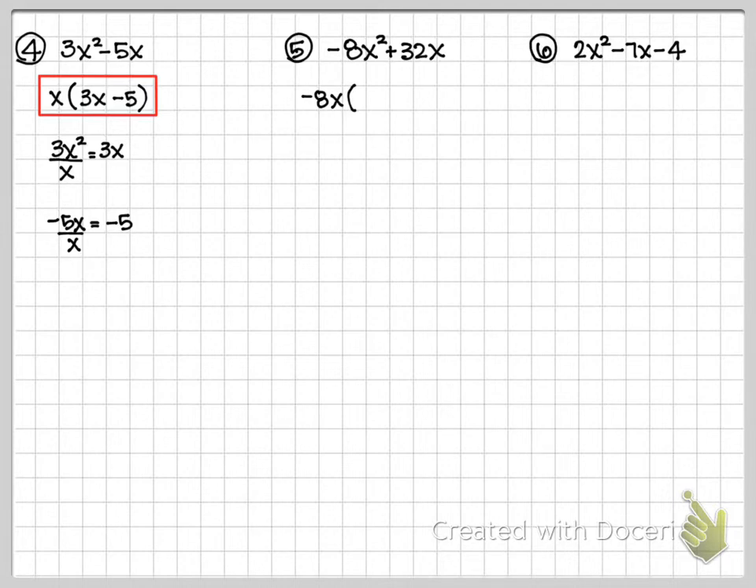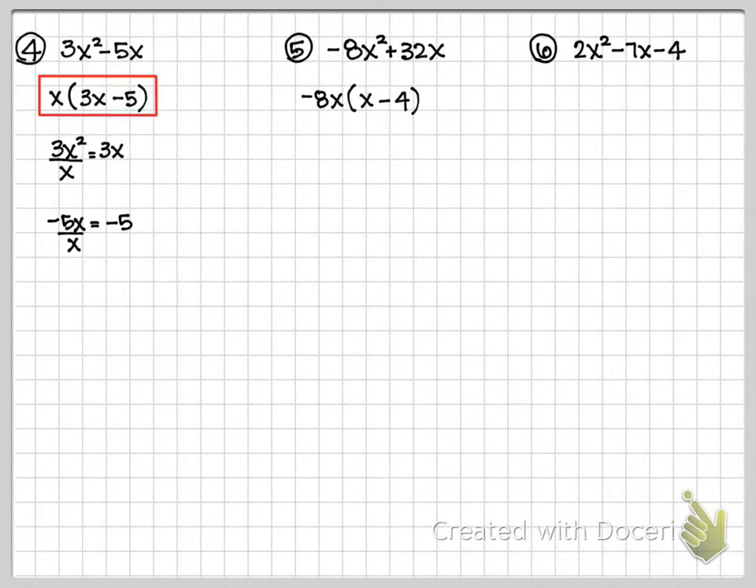All right, so I do my division. First term, negative 8 divided by negative 8 that I'm taking out is 1. X squared divided by x is x. So I'm going to have an x. Then I move on to the next one. Positive 32 divided by negative 8. That's going to give me negative 4. X divided by x, that cancels. All right, so pulled my GCF out.